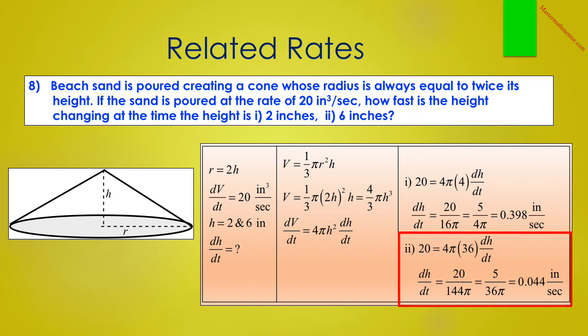And in part 2, we get 20 is equal to 4 pi times 6 squared dh/dt. Therefore, dh/dt is equal to 20 over 144 pi, reducing to 5 over 36 pi, which is 0.044 inches per second. Obviously, when the height of the cone is greater, the height is changing at a much smaller rate because the sand falls off, creating a larger and larger radius.